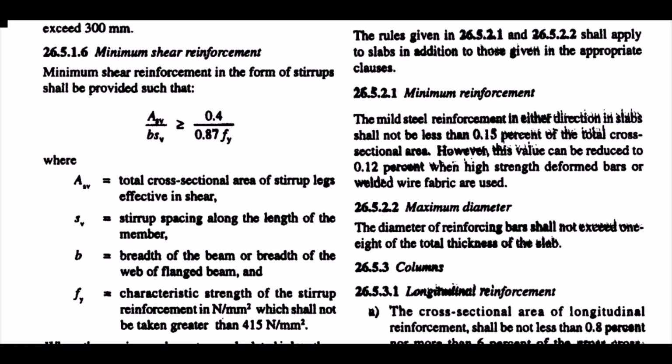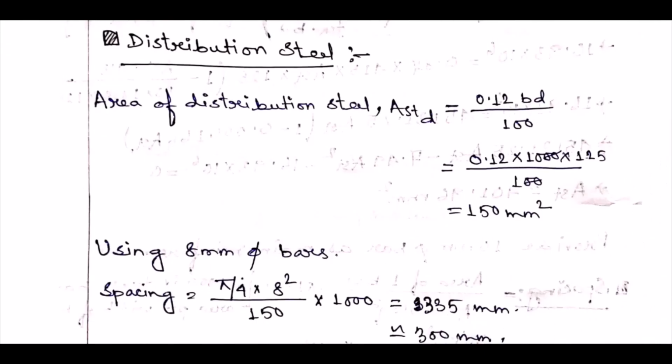Let's go to notes and check. So see here, as per clause number 26.5.2.1, area of distribution steel, which is denoted by ASTD, is equals to 0.12 into BD by 100, that means 0.12% of cross sectional area. So if we calculate 0.12 into 1000 into 125 by 100, that is equals to 150 mm square. So this is the area of distribution steel for this case. So we can use 8 mm dia bar. Here we are using 8 mm dia bars.